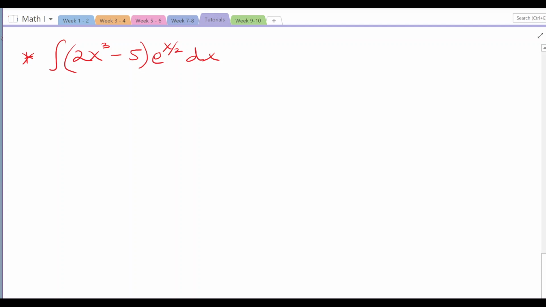Okay, let's try to solve this integration problem. We have the integral of (2x cubed minus 5) multiplied by e to the power of half x dx. So we have two terms in this case. One term is 2x cubed minus 5, and the other term is e to the power of half x. These two terms are multiplied to each other, and we're supposed to find the integral of this multiplication, or product, if you like.